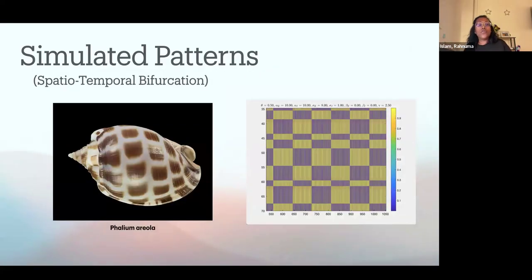And now those are the spatiotemporal bifurcations. Bifurcation occurs in space, and also in time. You can see this meshed, checkerboard-like pattern, and you can see that this shell also has a checkerboard, those boxes.